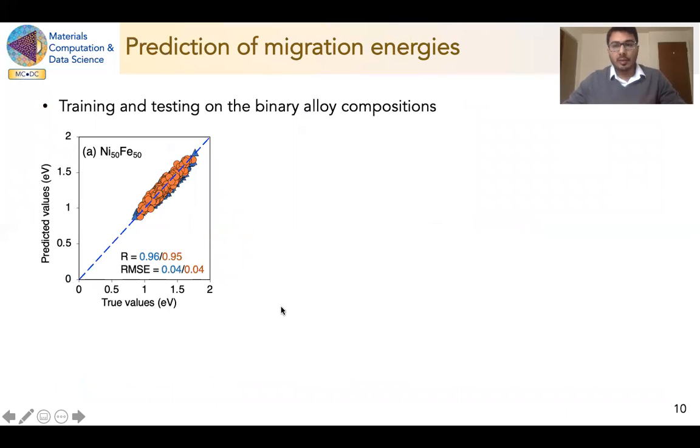So now let's talk about the prediction results. Here in this slide, I'm showing the training and testing on the binary alloy compositions. This plot is for the nickel 50, iron 50 alloy. The vertical axis is the machine learning predicted migration energies, and the horizontal axis is the LAMMPS calculated migration energies. Orange data points are for the testing data set, and blue triangles are for the training data set. You can see that the model performs well for the testing data set, with a high R value of 0.95, and the RMSE is quite low, 0.04 eV.